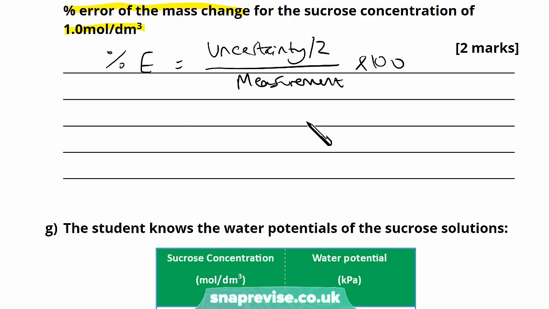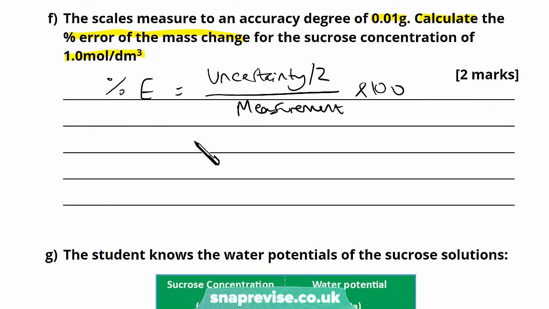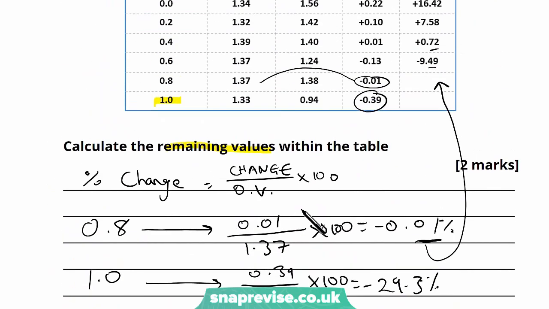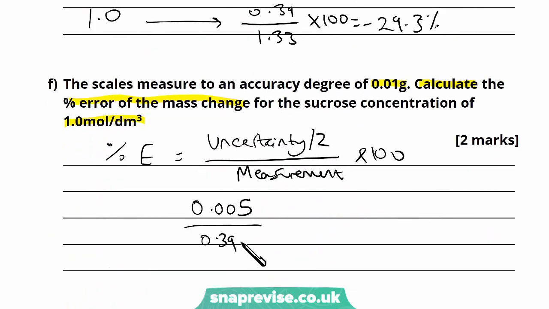So the uncertainty measure of this piece of equipment is 0.01, so divide that by 2 is 0.005, and then dividing that by the measurement that we made for this one, which was 0.39, and then timesing that by 100 should give us the percentage error, and that value comes out to be 1.28%. So this is quite a small percentage, so the error of this piece of equipment is actually quite small, but that's essentially how you work out the percentage error for a question.